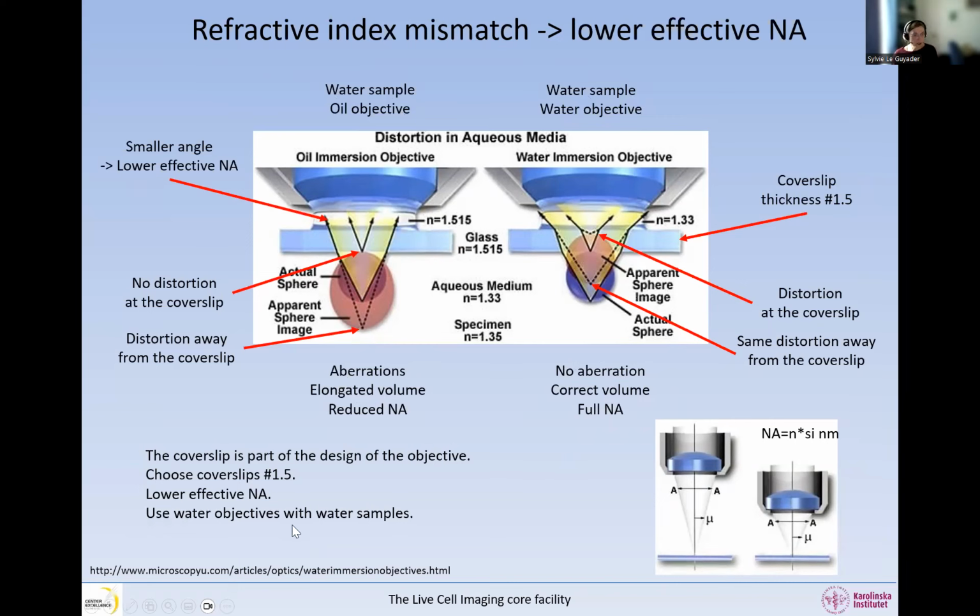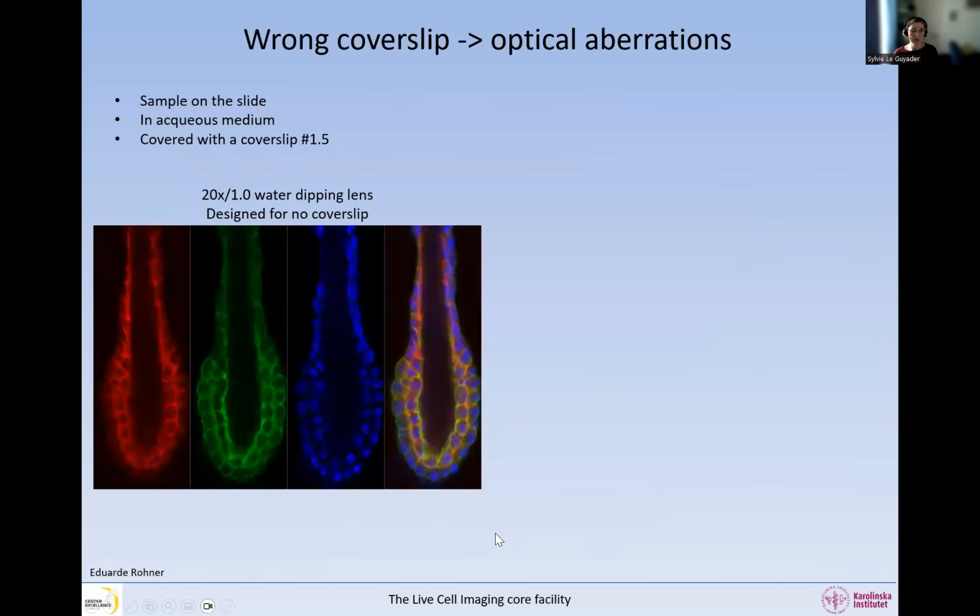So use water objectives with water samples, and water samples include cells that are live on or in PBS on the cover slip. If they are fixed, then you have to follow the refractive index of the medium that you're using to mount. Use oil objectives with high refractive index only and with mounting media. So you can figure out, and you're going to have to find today, the refractive index of your mounting medium.